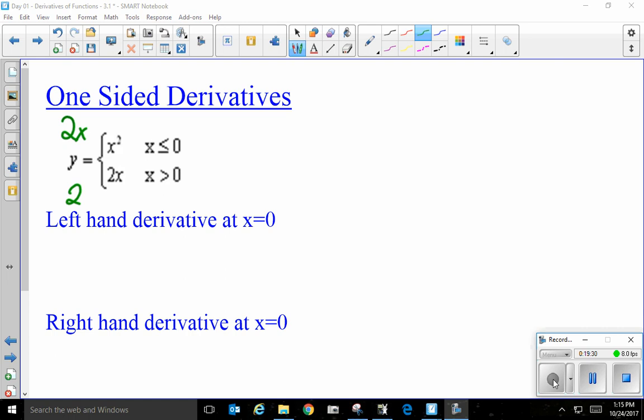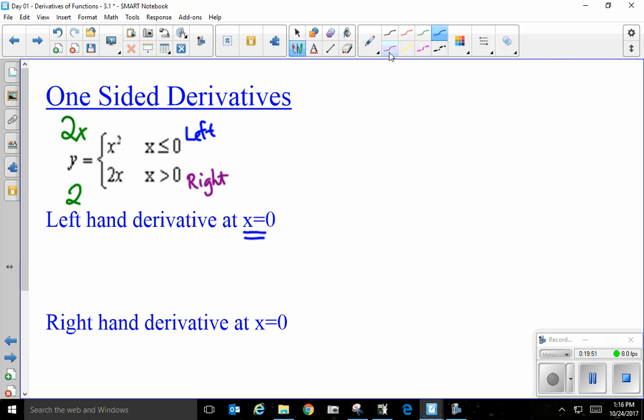Left-hand derivatives. That means all the values smaller than x, correct? So I'd use the top or bottom expression? I'd use the top one. Left of 0 is this one. Right of 0 is this one.